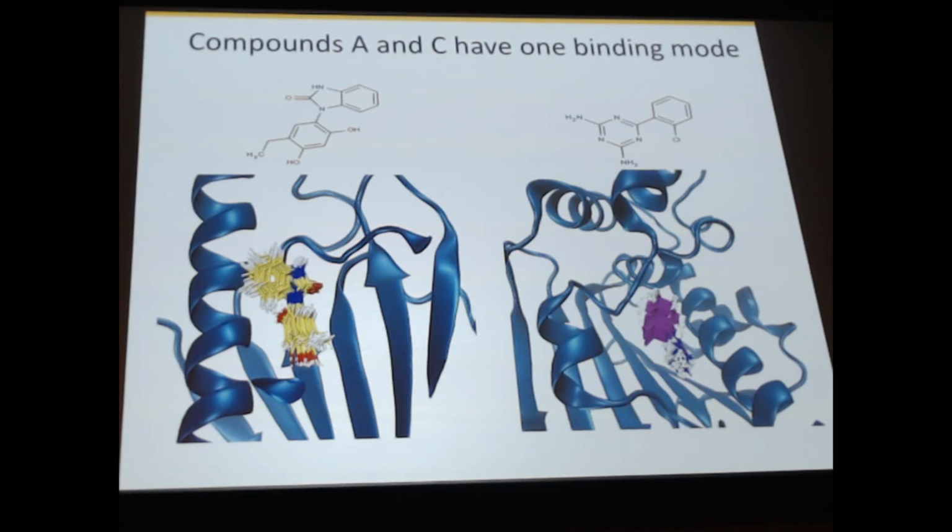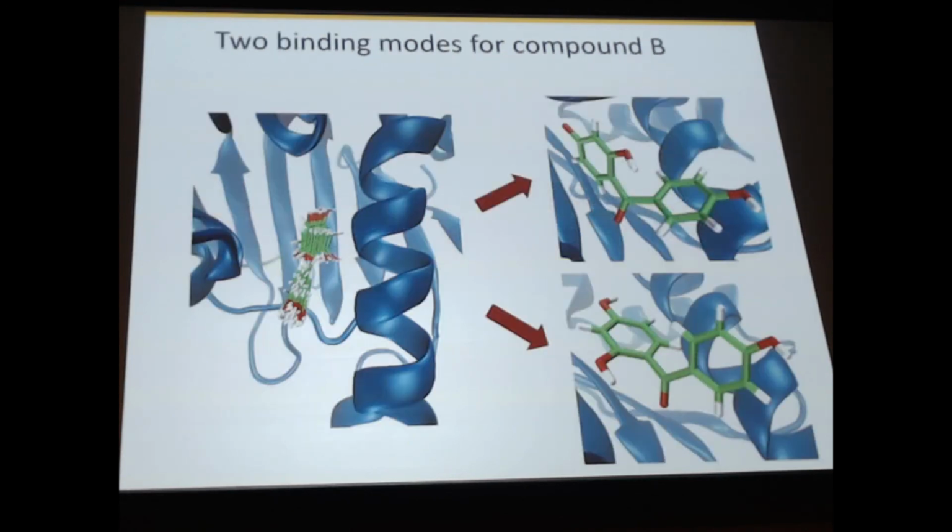So during the simulations with compounds A and C, we can see that the ligand is in the binding site with one binding mode for each of these ligands. However, for compound B, we found two different binding poses. It's true that we have restrained the orientation of the ligand relative to the protein, but these two conformations are due to a rotatable bond inside the molecule.